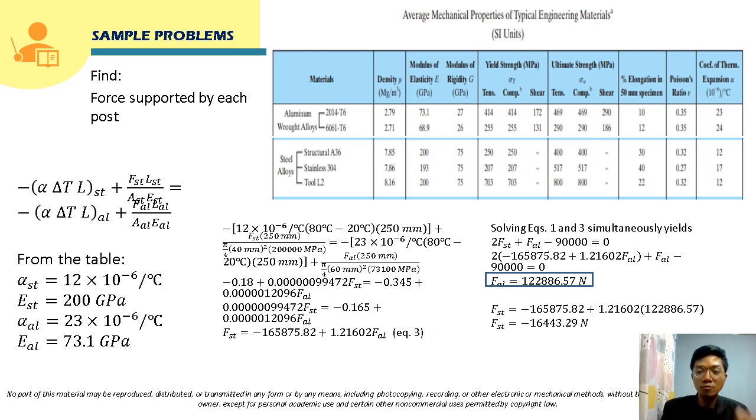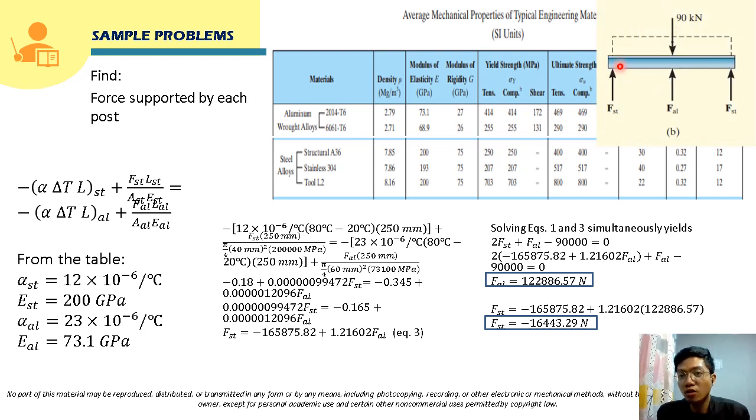So the value of FST here will be negative 16,443.29 Newton. Class, this negative sign indicates that our assumption for the force in the steel is wrong. Our assumption from figure B for the steel is this, so this is in compression actually, right? And the aluminum is also in compression. So in this case, our assumption for FAL is correct. This is really in compression. But for steel, this means that it should be oppositely directed, it should be downward. So this force in steel is in tension. That's why it's negative here.